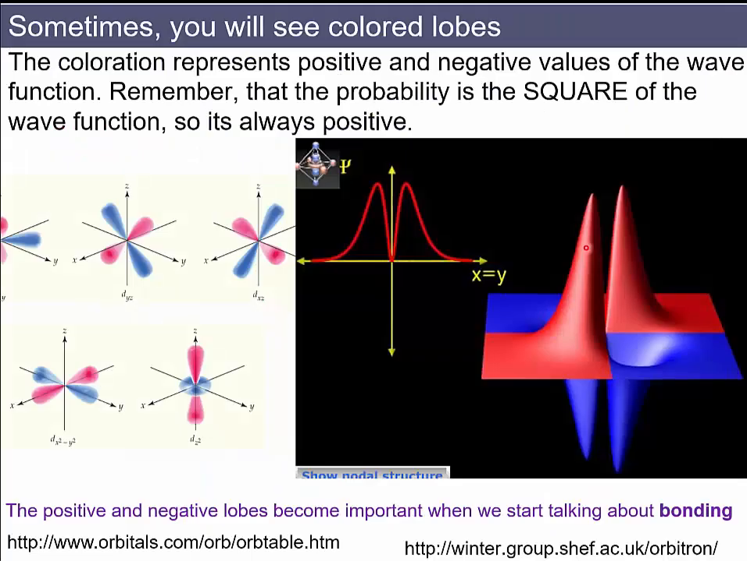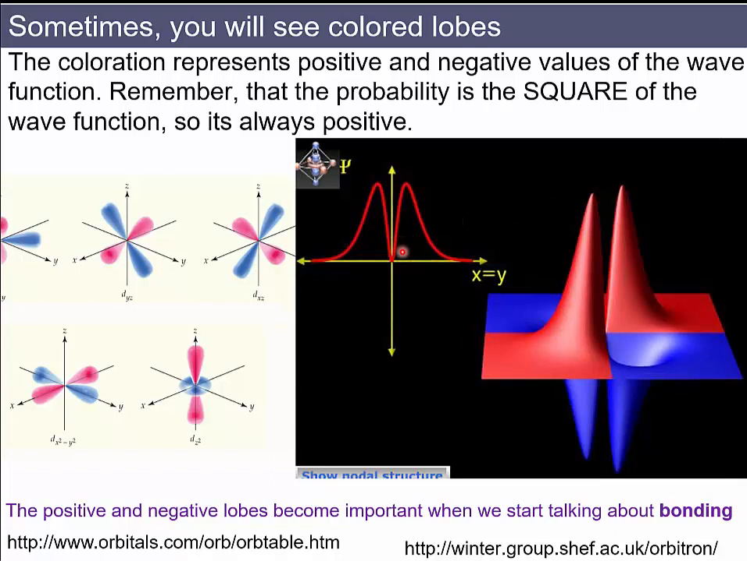So the coloration that you will sometimes see represents the positive and negative values of the wave function. When we look at the probability distribution, it's the square, and so it's always positive. If we're looking at this distribution here, you can't have a negative probability of finding that electron. So the positive and negative lobes, which we'll sometimes see as pink and blue, become important when we start talking about bonding. That's why they're sometimes called pink and blue, or red and yellow, or plus or minus on there.